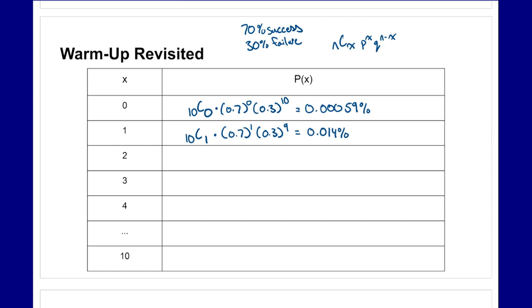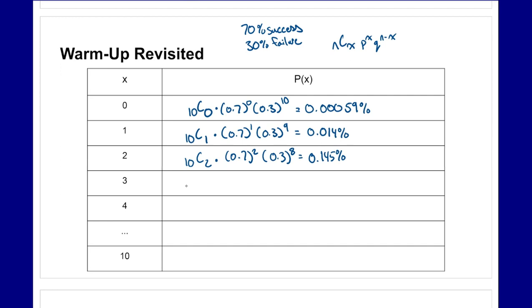For 2 people, or the probability that it works on 2 out of 10 people, we have 10 choose 2 multiplied by 0.7 to the power of 2 times 0.3 to the power of, not 9, 8. So 2 people, it's a success on, 8 people, it's a failure on, 0.145%. And again, it is the same calculation over and over again in this probability distribution.